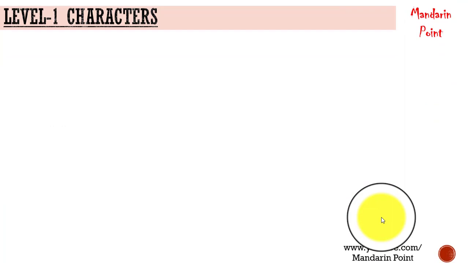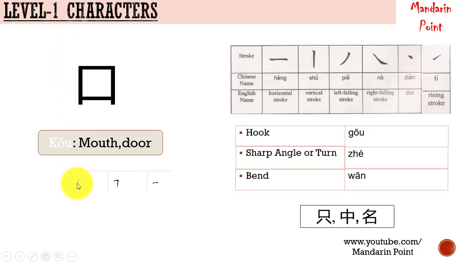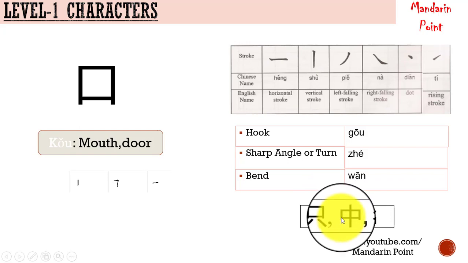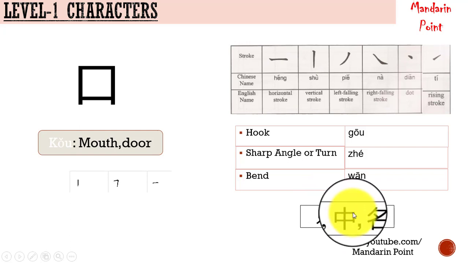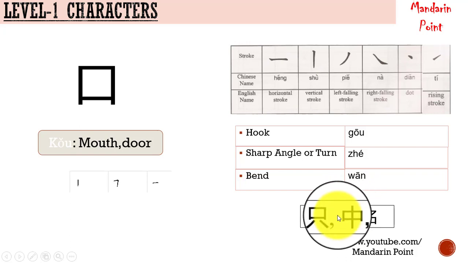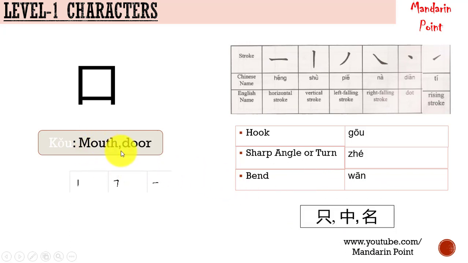The next one is Kou, meaning mouth or door. This character again is a level 1 character, meaning it is directly derived from basic strokes: a vertical stroke, then a horizontal stroke with a right turn, Shu, Heng Zhe, and Heng. Let's find it over here. The upper component is Kou. It is Zhong. When we say Zhongguo, meaning China, Zhong is this one. You can see that it is Kou and a vertical line. This lower character is Kou.